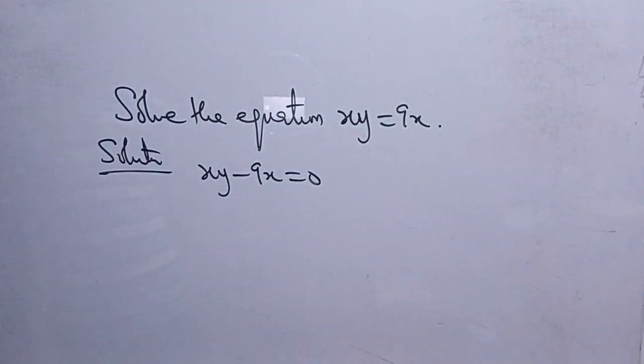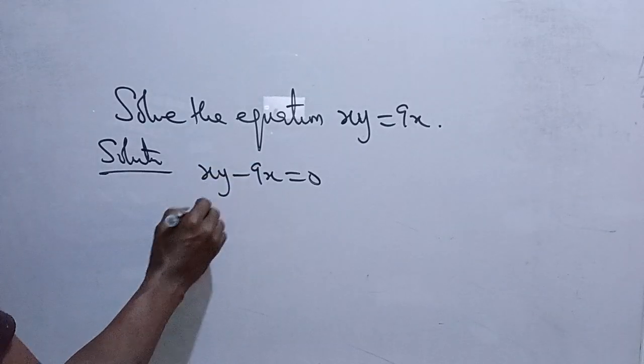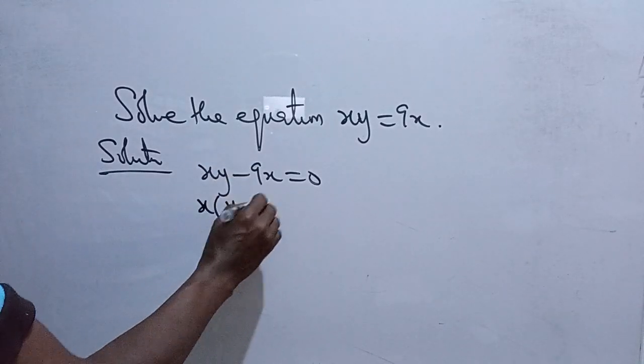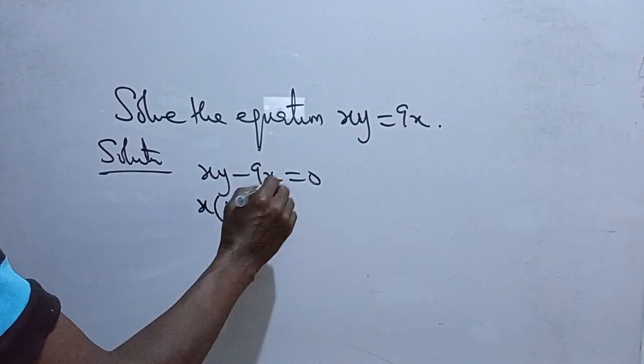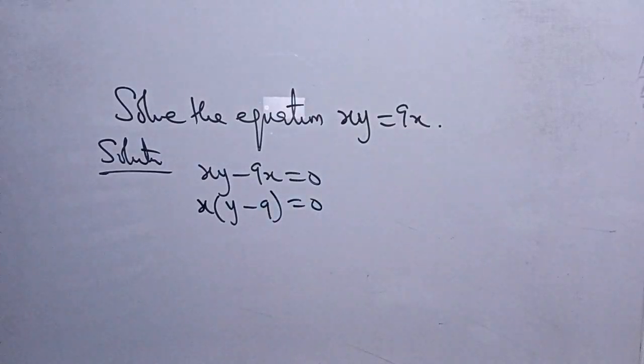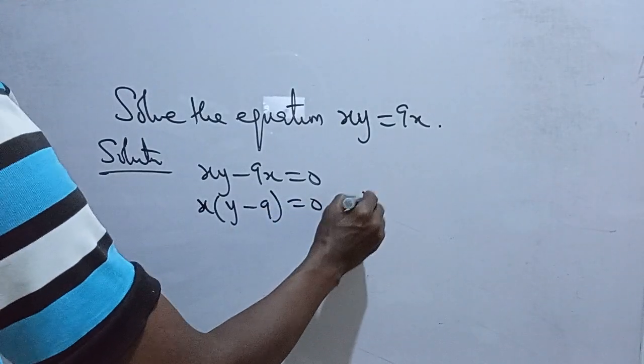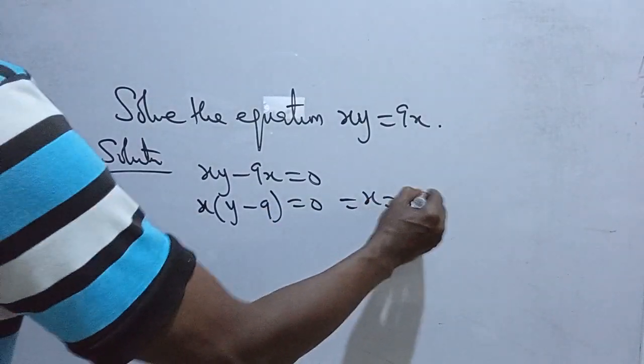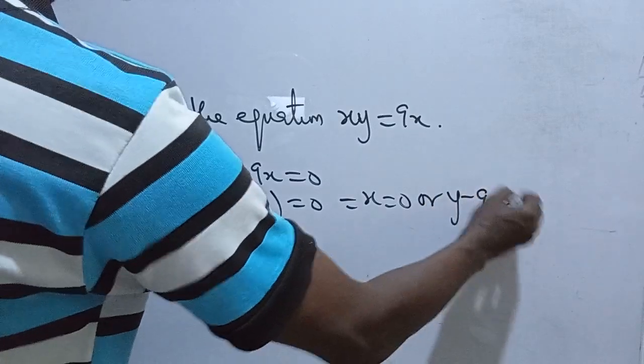And so what is common now? What is common? X is common. So you can say x into y minus 9, because x is common, is equal to 0. So in this expression now you can say what? X is equal to 0 or what? Y minus 9 is equal to 0.